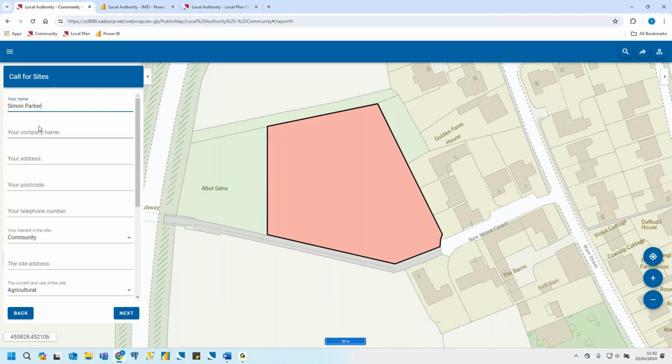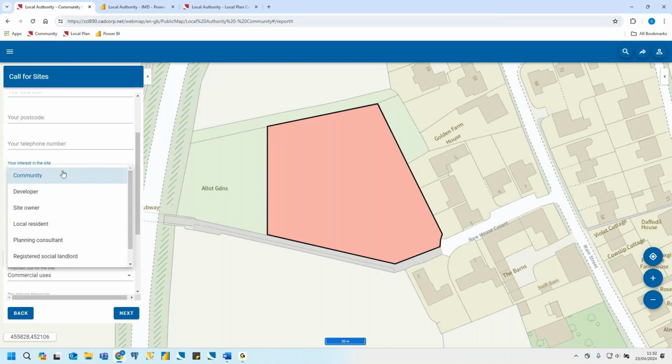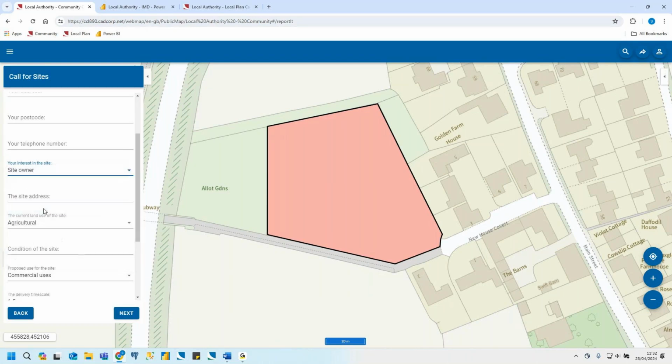I won't fill in all these details today, but the form includes your company name, their address, and other contact information. And then further down on the form, we get into the more site-specific information. So, what is my interest in the site? Here, using a drop down to say, "Yep, I'm the owner of this site." I could add in the address of the site.